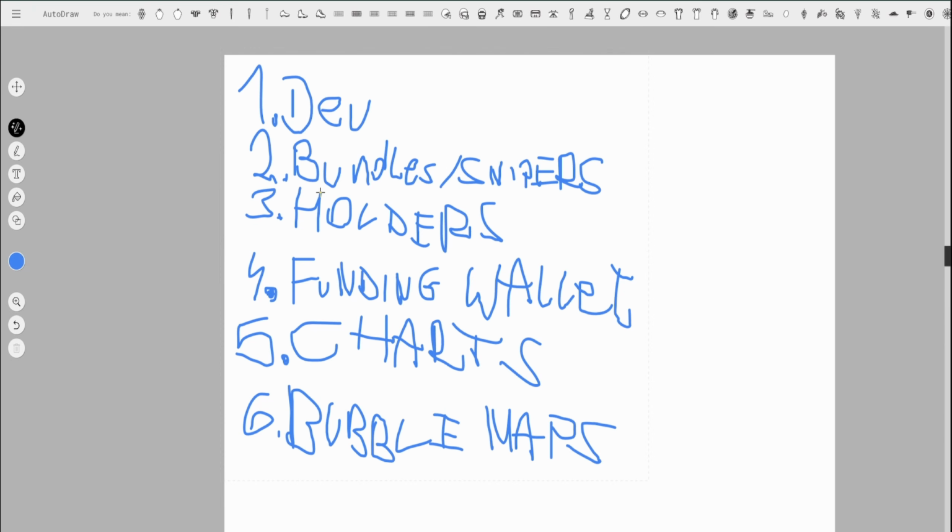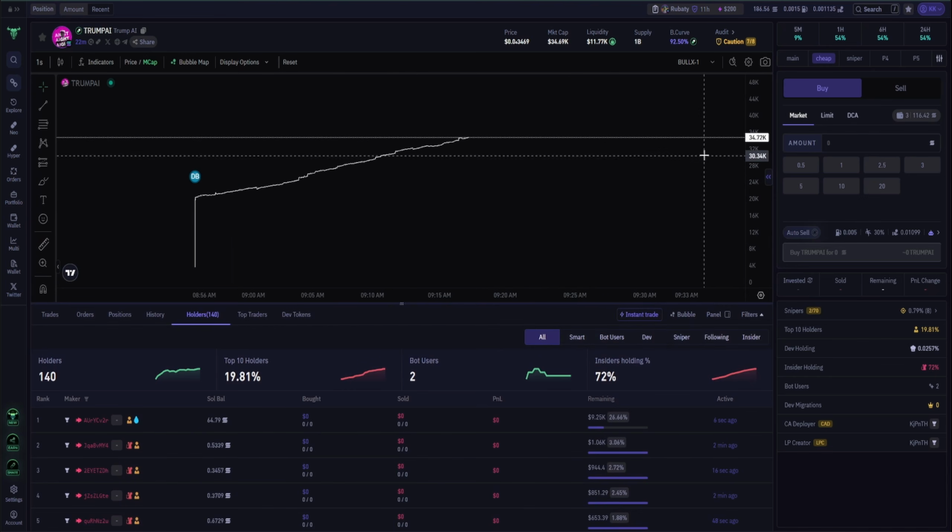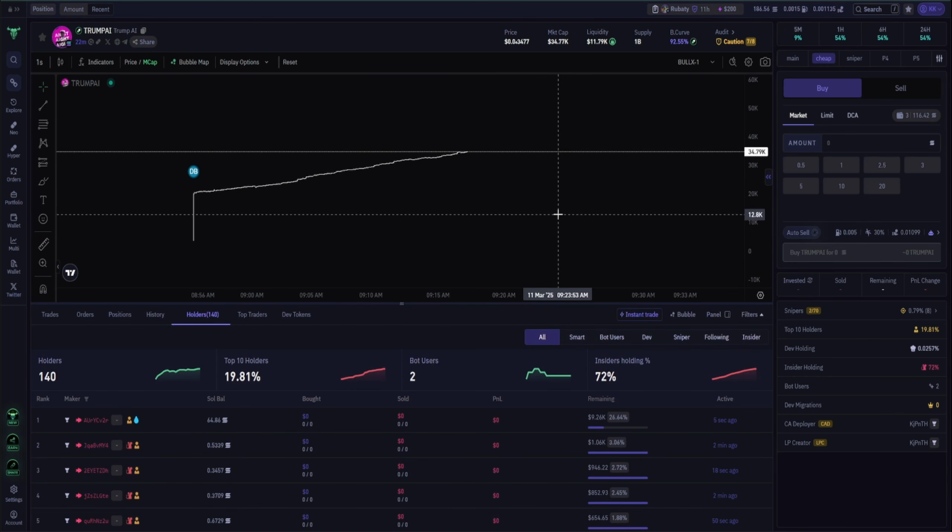So we pretty much talked about everything: the dev, the bundles, snipers, holders, how to distinguish those rug holders, the funding wallet, how you can check for the funding wallet, the types of charts, whether the chart is manipulated, more sophisticated, or the dev bought the entire supply. And also we talked about the bubble map. So that's pretty much it, and what you need to know about how to avoid those rug pulls.